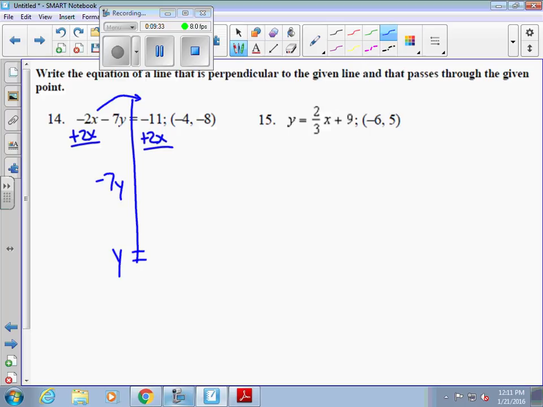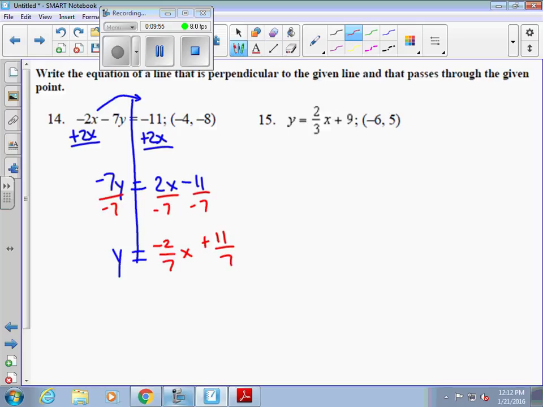Don't lose the negative. It is equal to a positive 2x and a negative 11. Undo negative 7 times y by dividing by negative 7. Do it to all terms on the right, this one and this one. It gives us y is equal to negative 2 over 7x. A negative 11 divided by negative 7 is a positive 11 over 7.